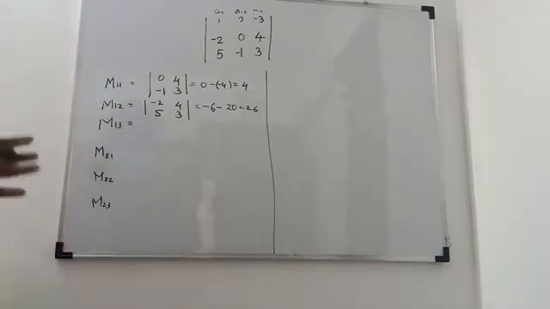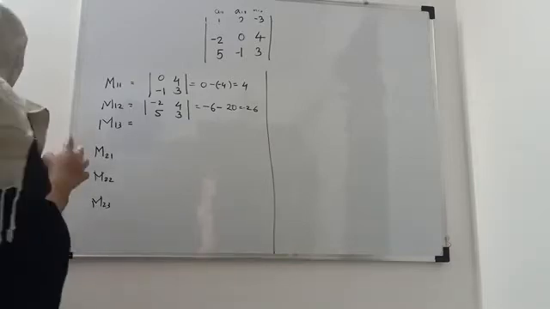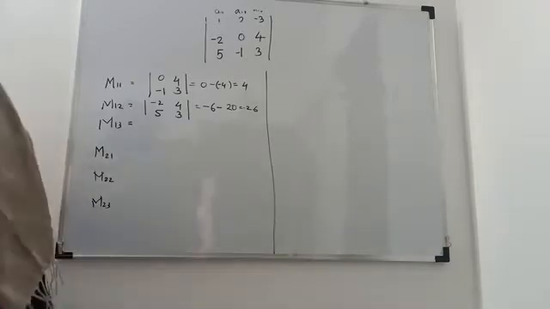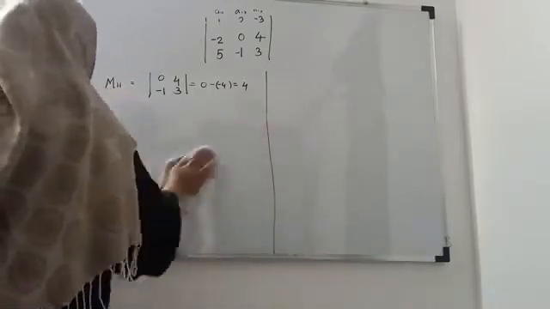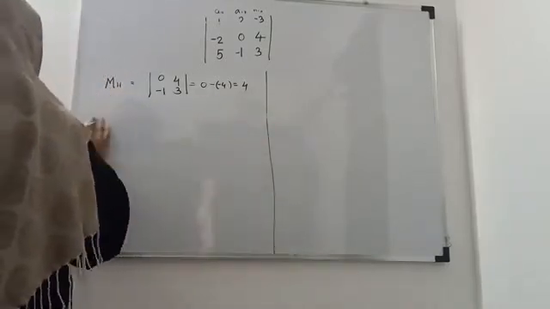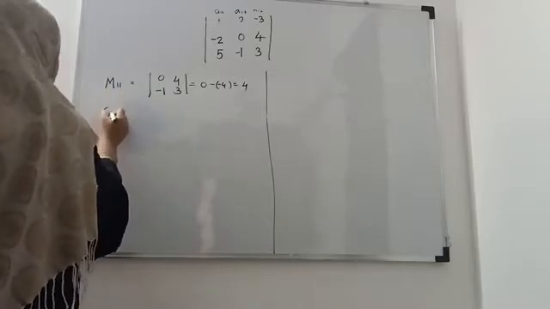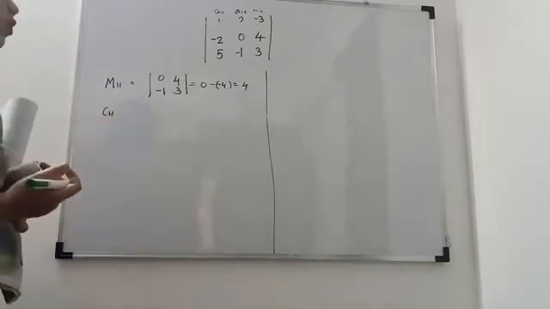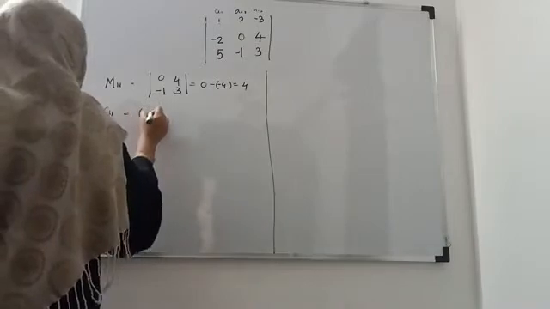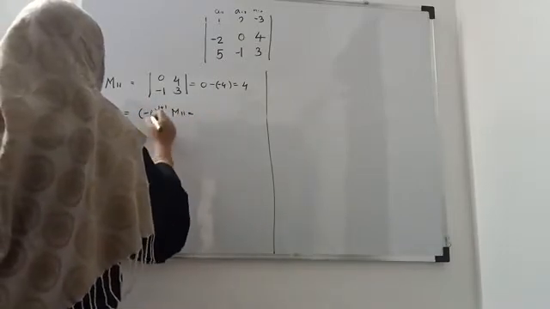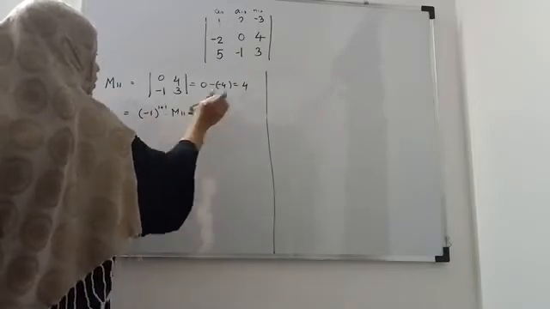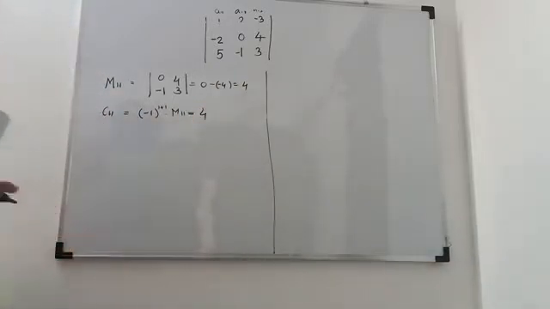Instead of finding the cofactors separately, we will find the cofactor just after finding the minor, so it will be easier for us. M11 is done, so now C11. C11 means cofactor. So the answer will be minus 1 raised to 1 plus 1 into M11, which is equals to minus 1 square, that is plus 1. M11 is 4, so C11 is also 4. This will be better for us.